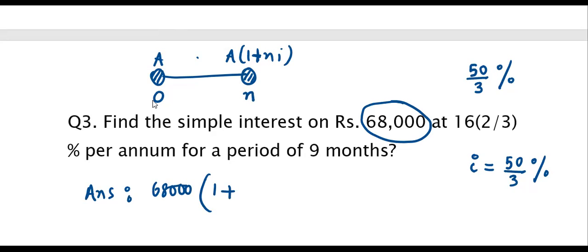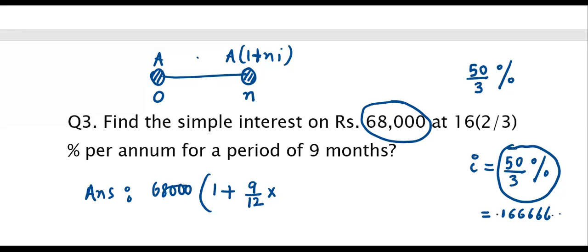N is 9 months here. So 9 divided by 12. N will be 9 divided by 12 multiplied by I. I is 50 divided by 3%. 50 divided by 3% we have to write. So instead of writing something which is not divisible, it will be like this. Then this percentage will be 0.166, something like that. Let's write in some other way.